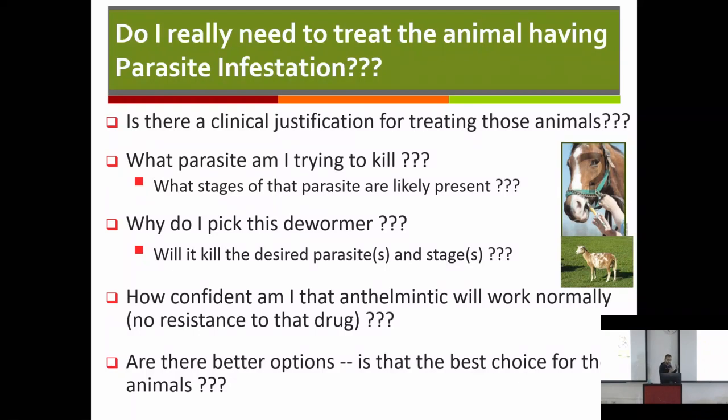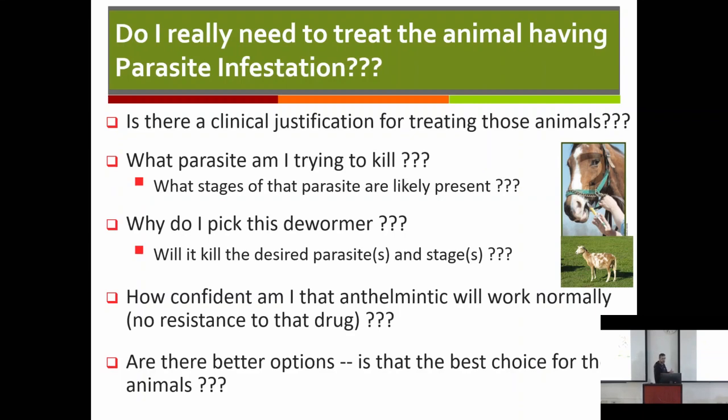So, do you need to treat animals that have a parasite infestation? There are a number of different questions in your mind once you go with the control strategies. Is there any clinical justification for the treatment of these horses? You can also think about what parasite am I treating? We talked about a number of different parasites. Some are highly pathogenic and need a treatment plan, like haemonchosis, teladorsagiosis or ostertagiosis. On the other hand, Trichostrongylus is less pathogenic. And why do I pick this anthelmintic drug? Why am I going to use this? These are the questions you can think about once you go into the control strategies or treatment plans.